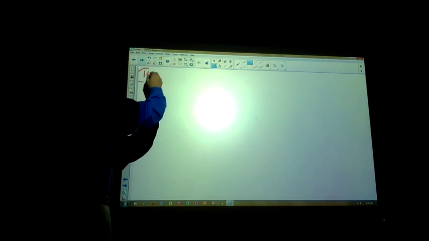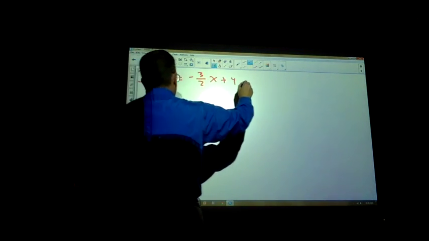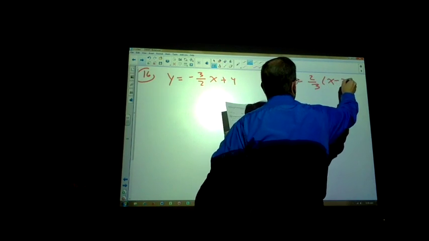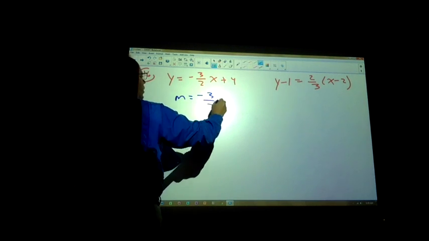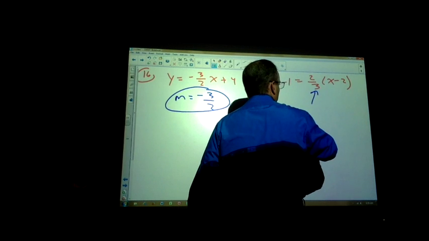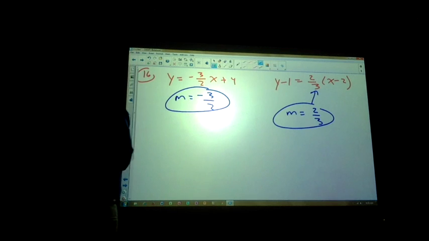Number 16, we got y equals negative 3 over 2x plus 4. And then I have y minus 1 equals 2 over 3x minus 2. This is in slope-intercept, so my slope here is negative 3 over 2. This is in point slope, so this is my slope right here. First thing, are they opposite signed? Yes, one's positive, one's negative. There's our first clue. Second clue, are they flip over fractions? Yes, these are perpendicular.